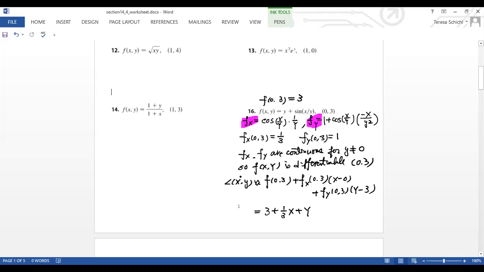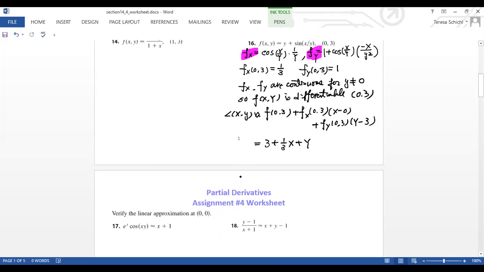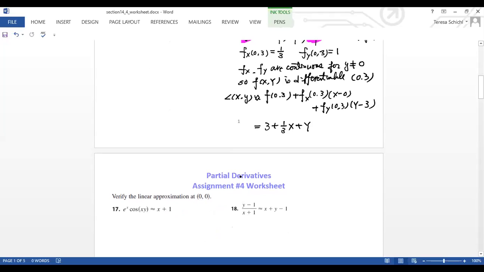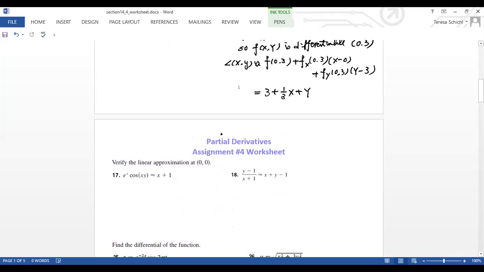Okay, so those are pretty straightforward. Let's take a look at another one here. Let's try to find the linear approximation and verify that this is the correct linear approximation at (0, 0). So if this is my f of (x, y), the f of (0, 0) is what? It's -1, right?